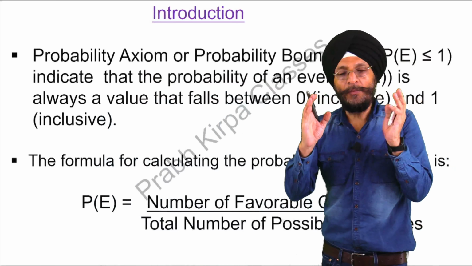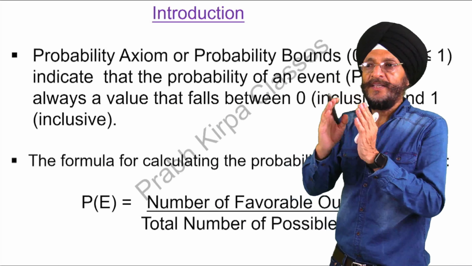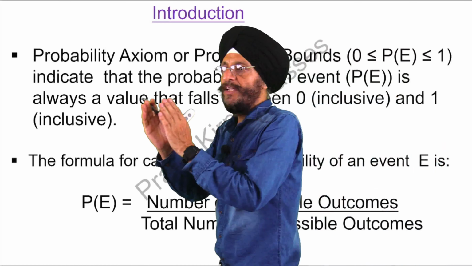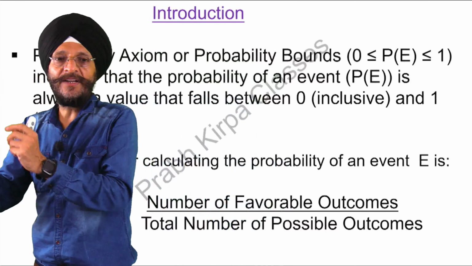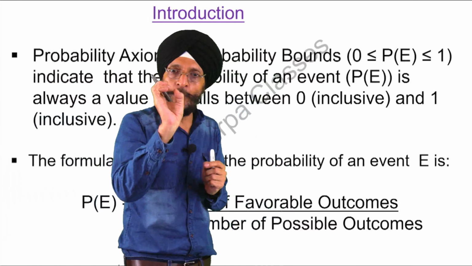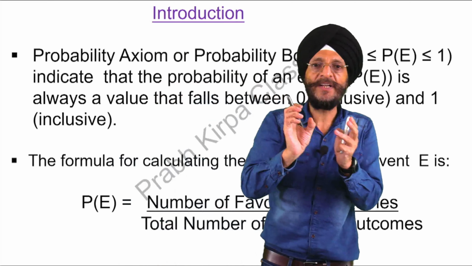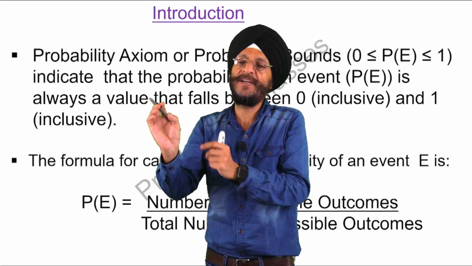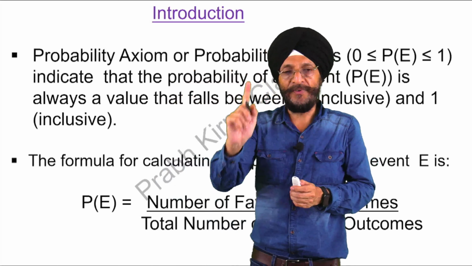Further, the probability of happening of an event, if added with the probability of not happening of the event, the sum total of both, that is the probability of happening of the event and the probability of not happening of the event, is always equal to 1.